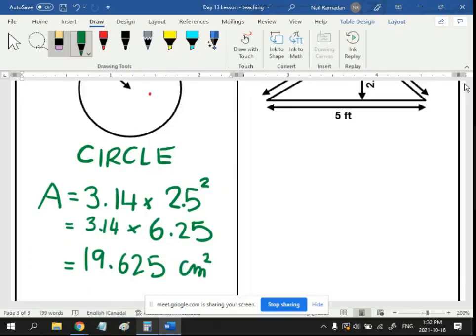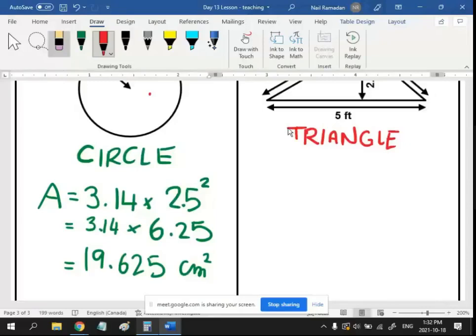What's the next shape? Triangle. Can someone tell me from the chart what's the area of a triangle? Come on. Look at the first page of today's notes. What is the area equation of a triangle? It's right there in the notes.